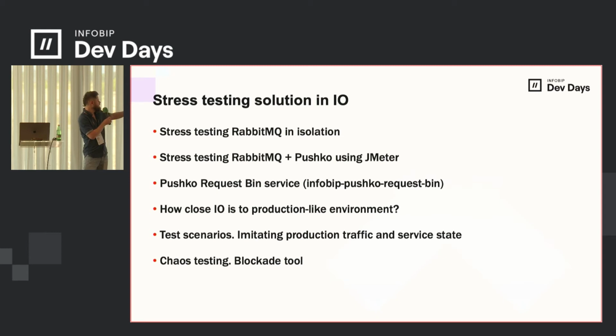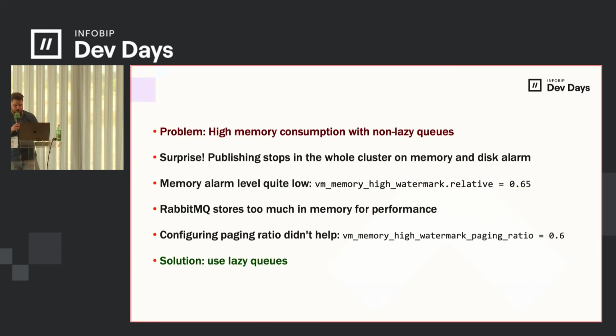Chaos testing we didn't actually do, but we read afterwards about a very good tool, Blockade, for testing network partition scenarios.